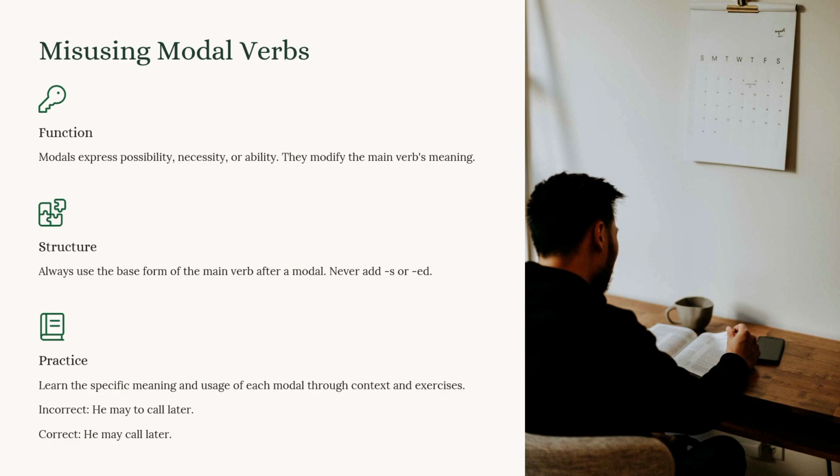So let's practice a sentence, right? He may to call later. That's the incorrect way of saying it. The correct way is he may call later. So by mastering these simple rules, you'll make your sentences more accurate and convey your ideas more effectively.